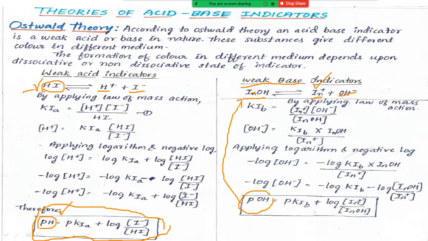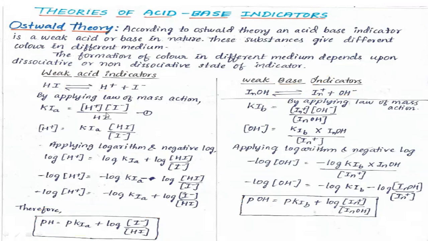So that's why the dissociative property is very much important. This property will be explained by the Ostwald theory. I can explain it very briefly. How will this dissociation occur? For example, if HA is dissociated, it forms H plus and A minus. So we have to write the dissociation constant, that is the K value, according to the law of mass action.